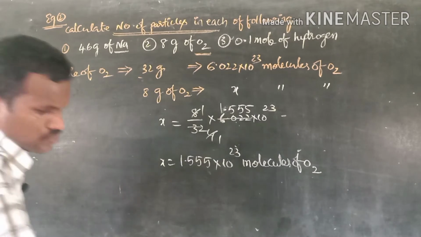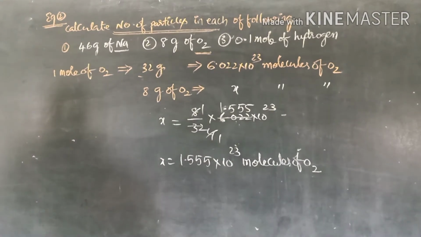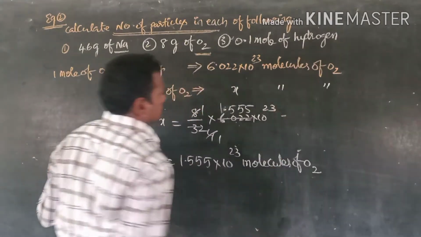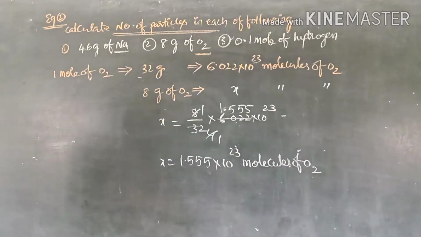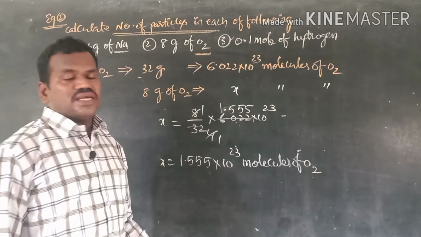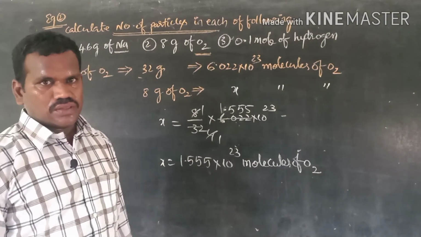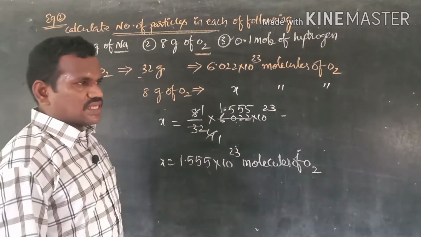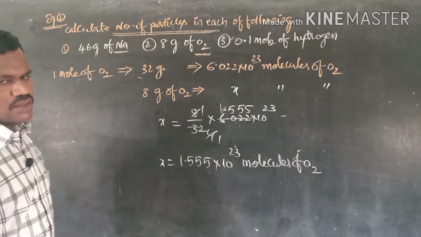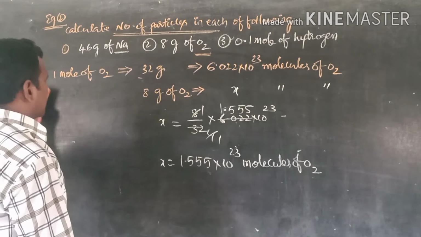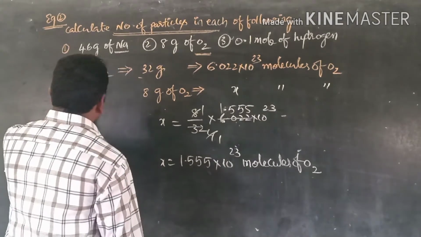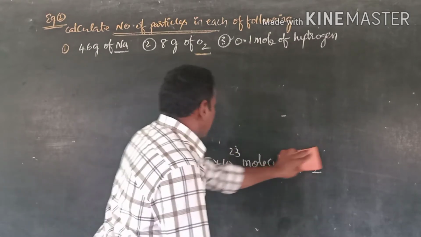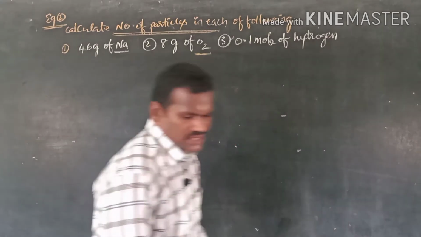Now let us move on to the third problem. The third problem, 1 mole of hydrogen. Here they have not provided whether it is an atom or a molecule. Then what should we do? If they don't provide it, generally we are going to consider it as a molecule only. Why? Because hydrogen gas will be there in the form of molecules. So for that we are going to consider it as a hydrogen molecule.